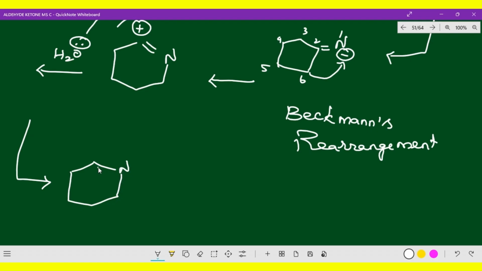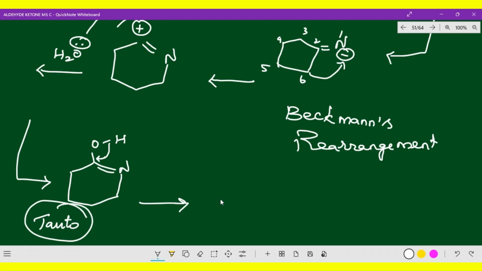Here nitrogen, the double bond as it is, here O and here H. Okay, so now this is actually tautomerism. At this point you will get tautomerism, keto-enol tautomerism, right? So here you will get amide through keto-enol tautomerism. I just mentioned here tautomerism. So here you will get amide formation, right? What is it? Amide formation.